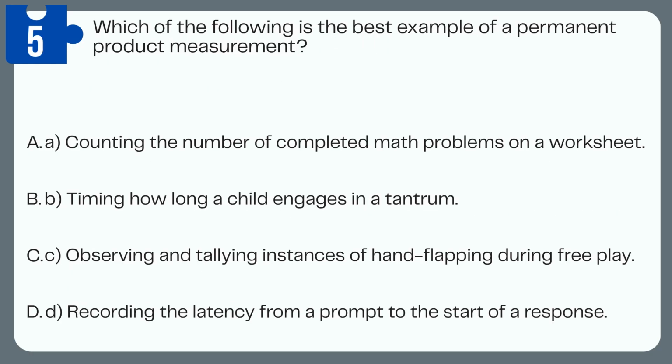Question 5. Which of the following is the best example of a permanent product measurement? A. Counting the number of completed math problems on a worksheet. B. Timing how long a child engages in a tantrum. C. Observing and tallying instances of hand flapping during free play. D. Recording the latency from a prompt to the start of a response.